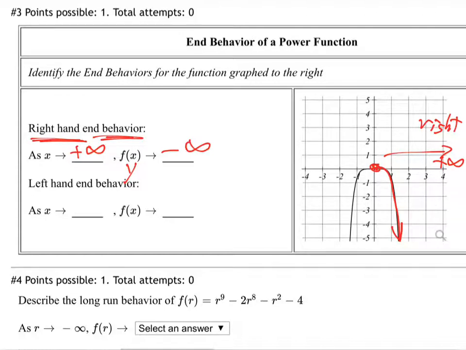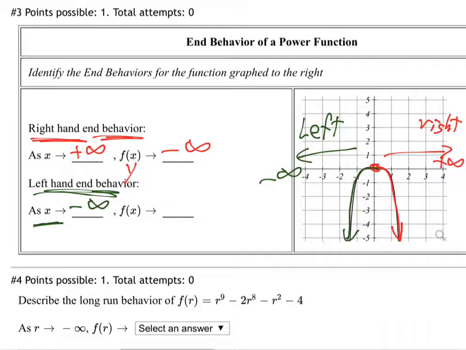All right, and then next part, left hand. So as we go to the left, what does that mean x is going towards? Negative. Yeah, because the negative numbers are on the left, headed forever to the left, negative infinity. And as we do so, what are the heights doing? Also negative infinity, going down. Both sides go down. Good?